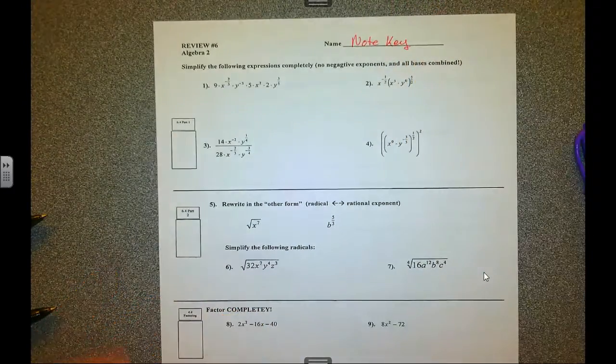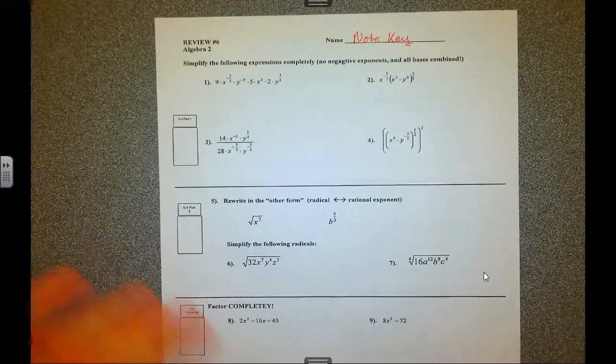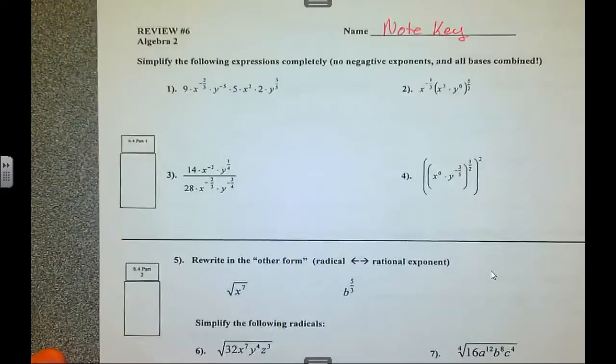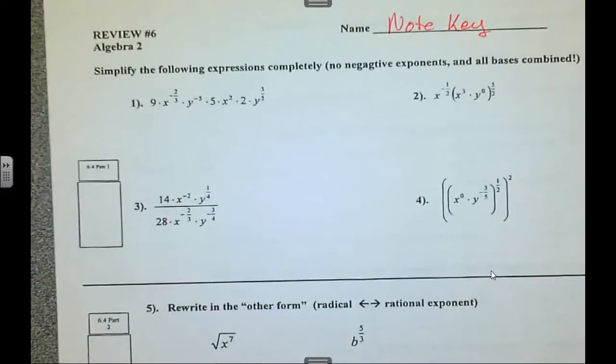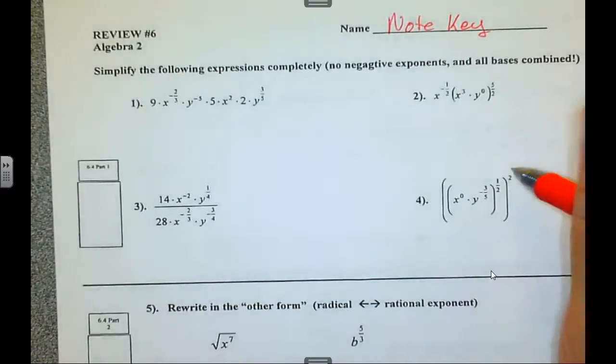All right, I'm giving back. We've got 6.4 and 4.4 factoring. That's the older stuff. That's retake material. How about, okay, number 4.